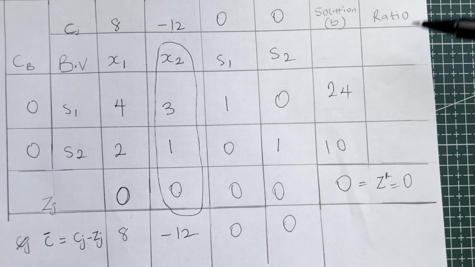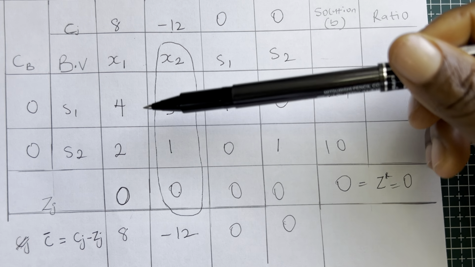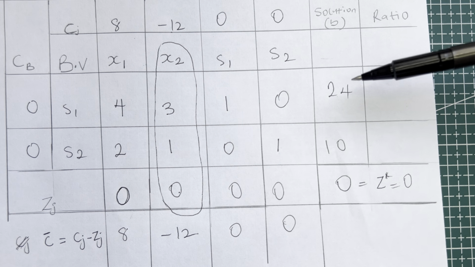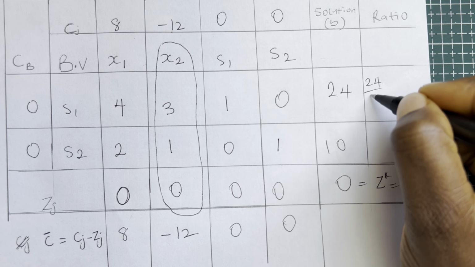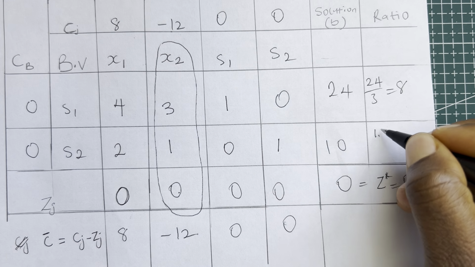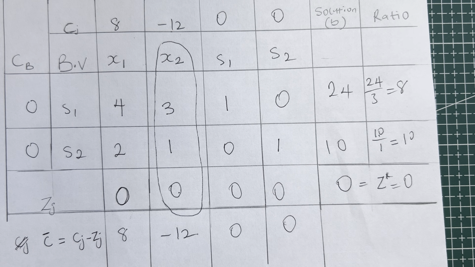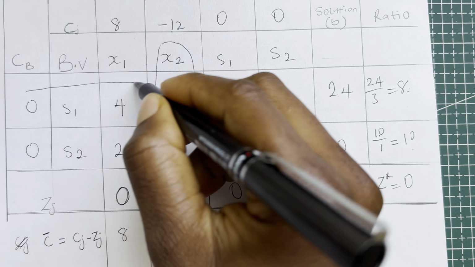The next is to find the ratio. For the ratio, we do solution all over the key column. So here we have 24 over 3, which will give us 8. And for this, we have 10 over 1, which will give us 10. The next is to find our key row or the pivot row. To find your key row, you take the smallest value here. We have 8 and 10. The smallest value is 8. This is our key row or pivot row.